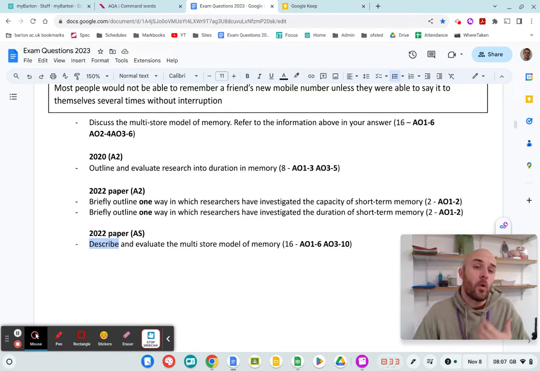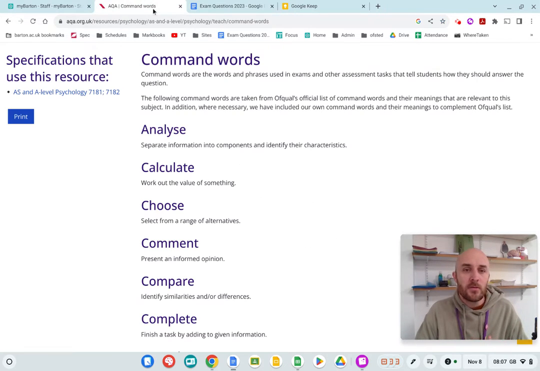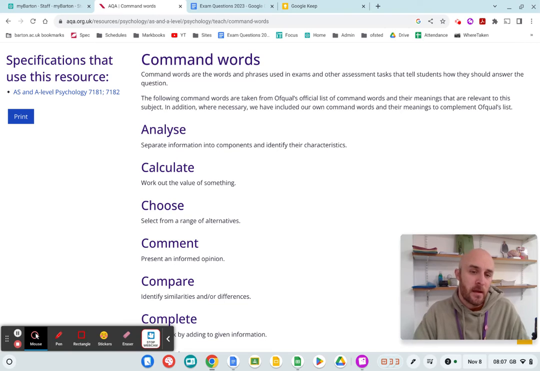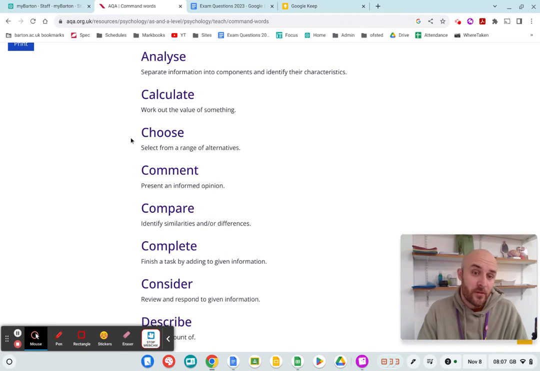So I'm not going to go through all of them, but I do have a site here from AQA outlining all of the potential command words that come up. Now, hopefully by now you understand what a command word is, but it's essentially arguably the first word you go to in a question where it's demanding you show some sort of knowledge or skill, basically.